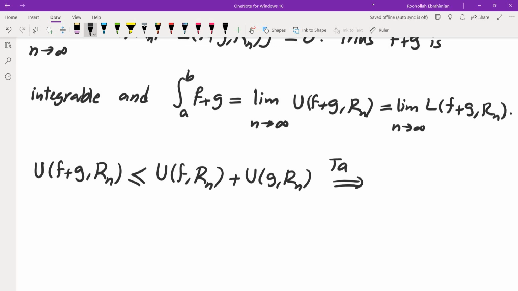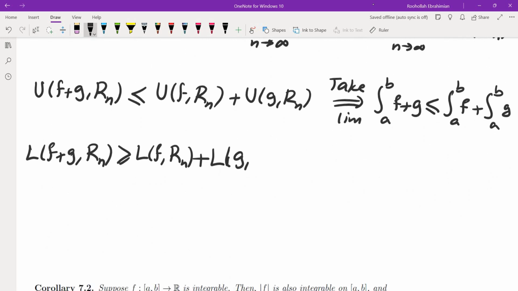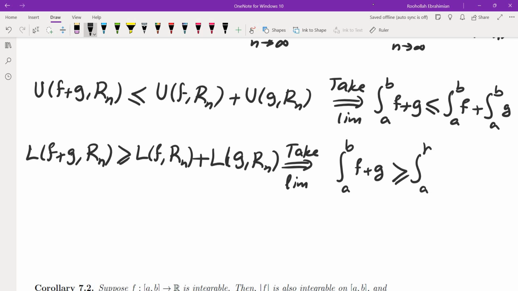Take the limit. The left side becomes integral from a to b of f plus g. The right side becomes integral from a to b of f plus integral from a to b of g. Do the same thing for the other inequality. The lower sum is greater than or equal to the sum of the two lower sums. Take the limit again, and you would get left side becomes integral from a to b of f plus g, and right side becomes integral from a to b of f plus integral from a to b of g.